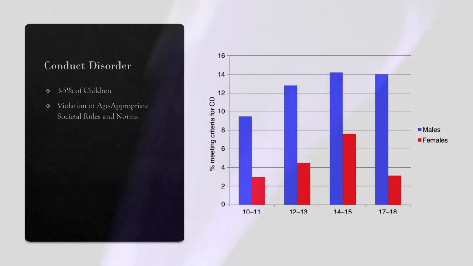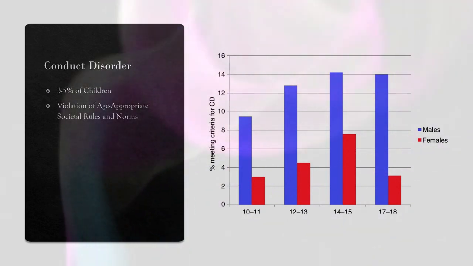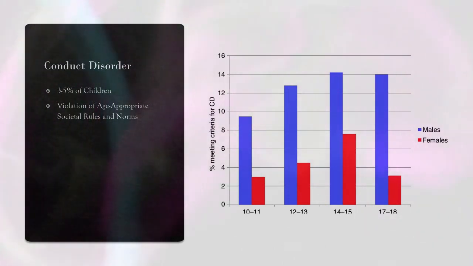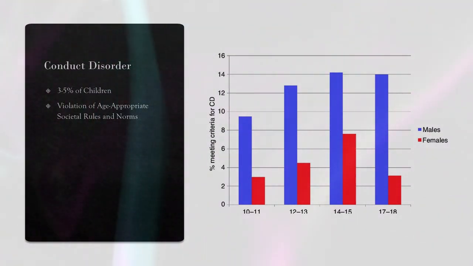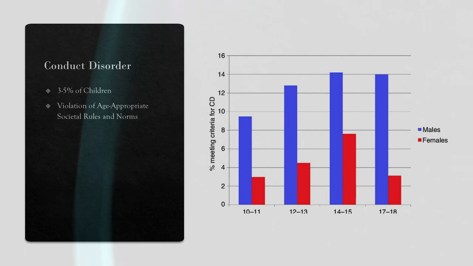So the next disorder I'd like to touch on is conduct disorder in children. Conduct disorder is really that serious and challenging mental health condition that significantly impacts a child's behavior and social interactions. It falls within the category of disruptive behavior disorders and is characterized by a persistent pattern of violating societal norms and the rights of others.